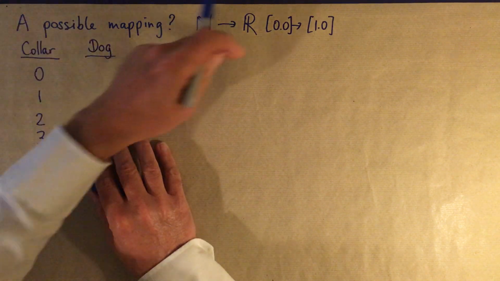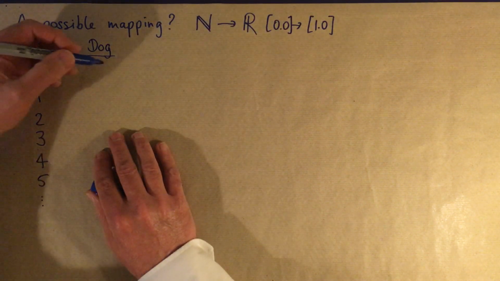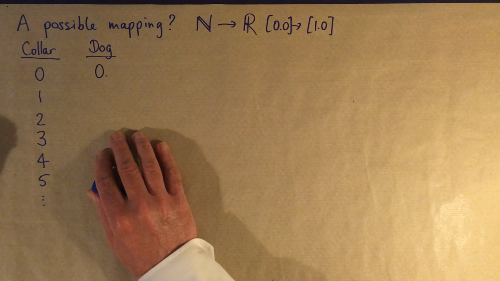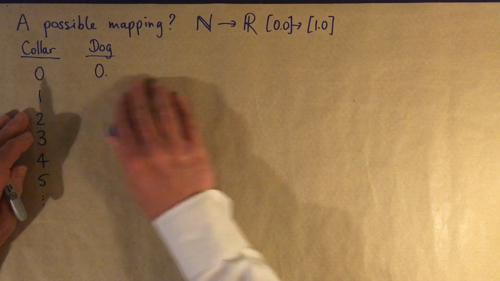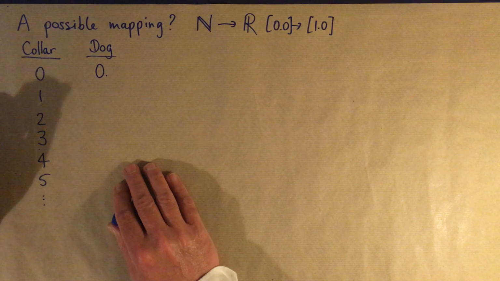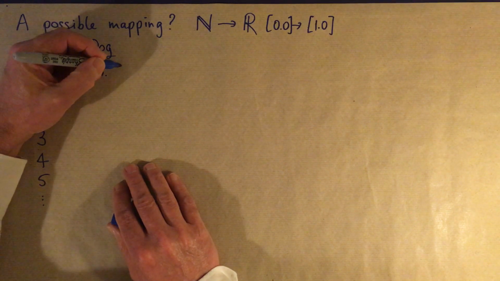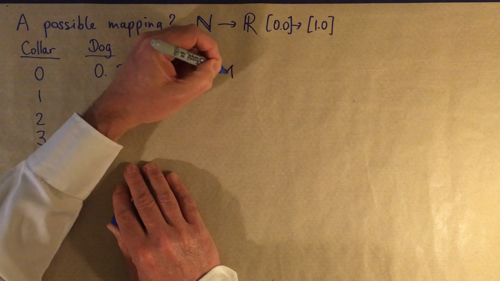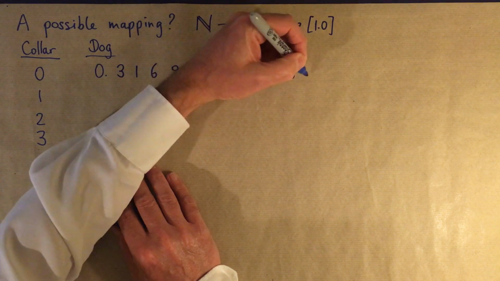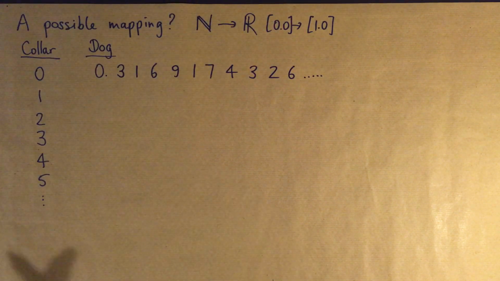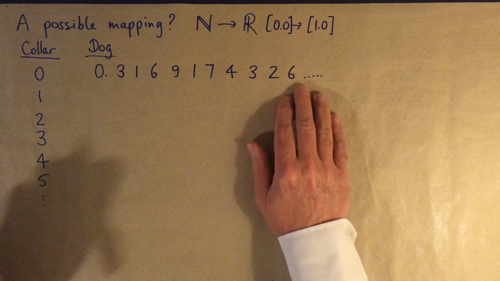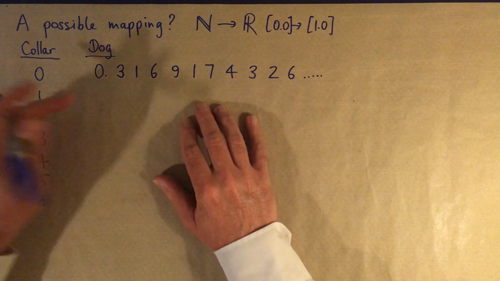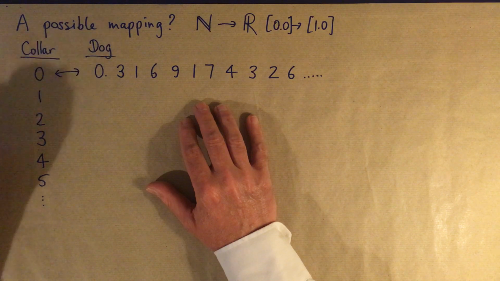Okay, so in the range 0 up to 1, I've got the first dog, and it's going to be 0 point something, or it might be 1 point something, but I'll do a 0 point something. And then it's going to be a string of digits after here. So I'm just going to take some random digits, 3, 1, 6, 9, 1, 7, 4, 3, 2, 6, and then dot, dot, dot. Basically it runs on. This is just the first Zog dog that ran into the pen, as it were. And I gave that dog collar number 0.